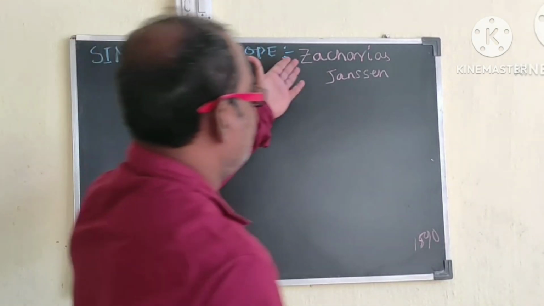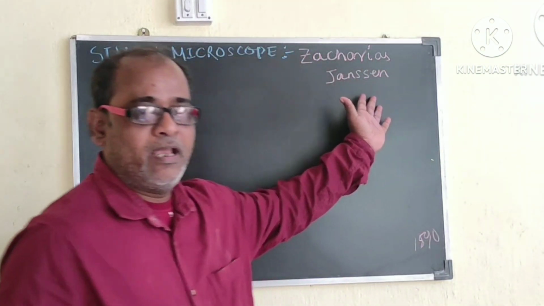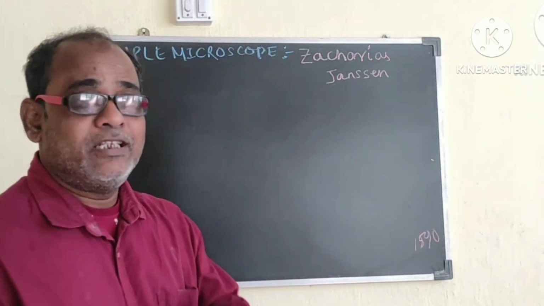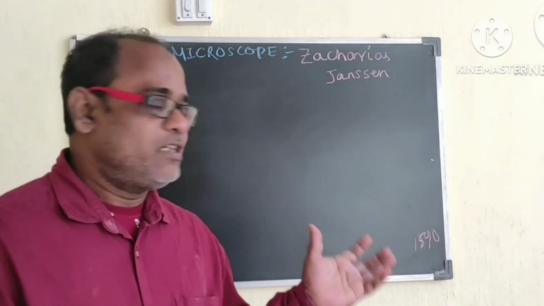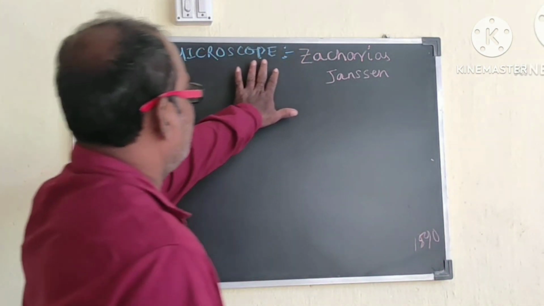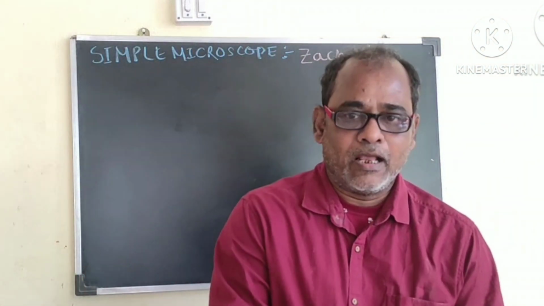So he is Zacharias Janssen. Around 1590, he was also a lens maker. Around 1590, he invented the simple microscope, or you can say the magnifying glass.